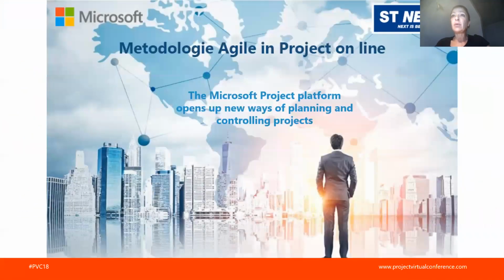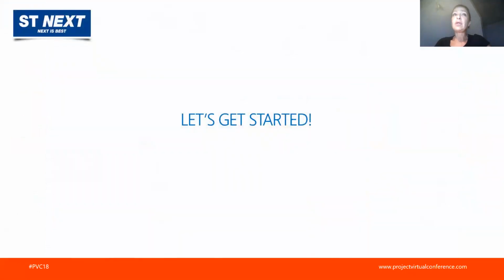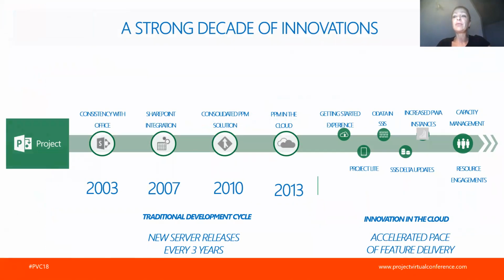Let's get started with the Agile functionalities in Project Online. First of all, I would like just to remind the group, ourselves, of the path that Microsoft Project has been following during these years. We started following the product and the platform in the early 2000s with the integration with Office, and the evolution has always followed the idea of getting more and more into collaboration, into a real unified project and portfolio management system and tool.